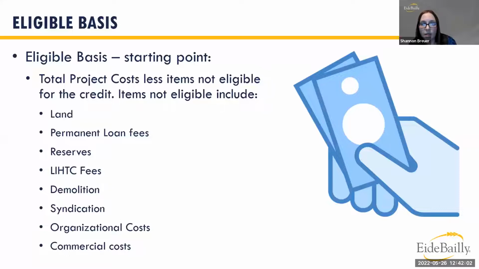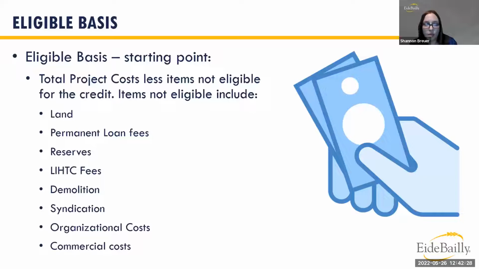So let's spend a little bit of time looking at how the credit is determined. Once the project is complete, the credit is determined by computing the eligible basis. And this is really our starting point. Eligible basis takes all of the project costs and, in total, everything that was spent on the project, and then backs out all of the costs that are not eligible.